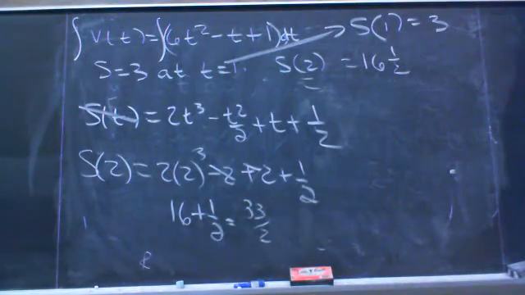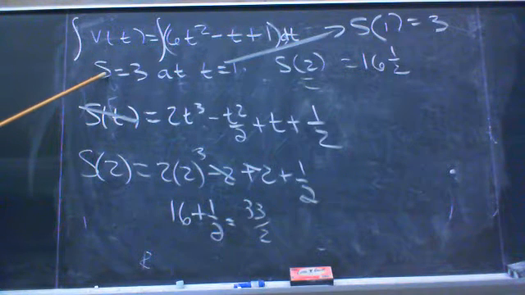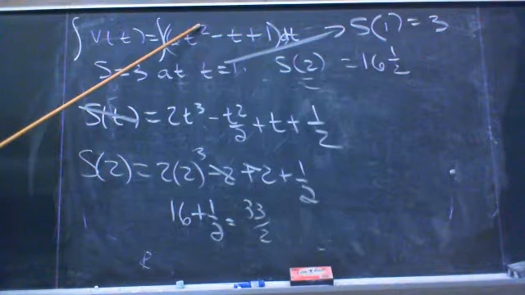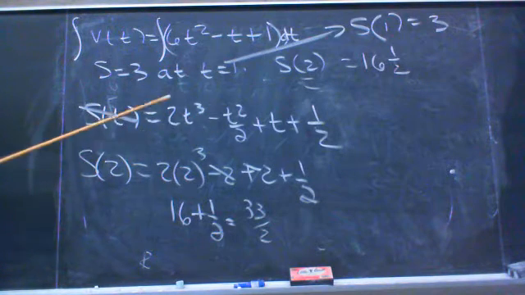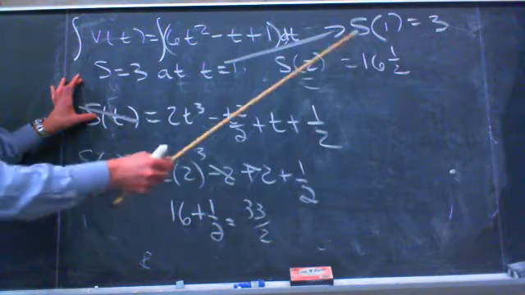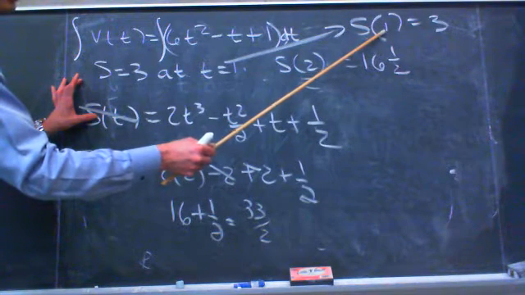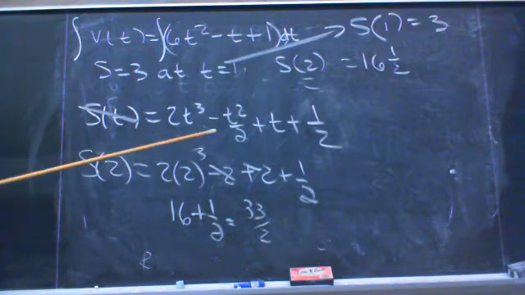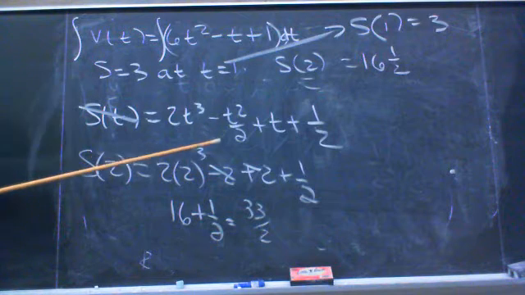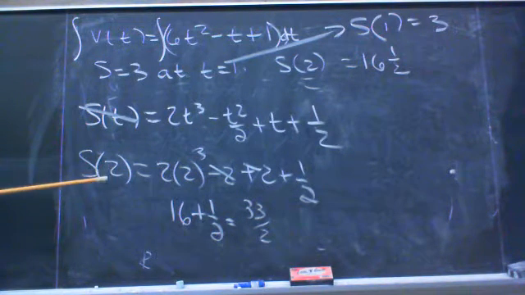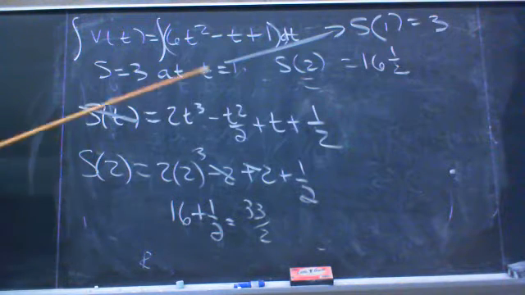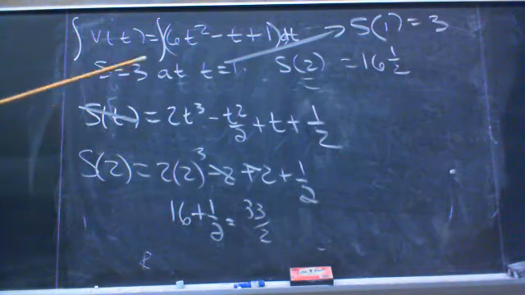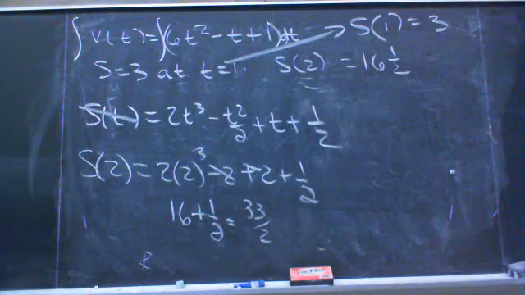or 33 over 2. But the point being is that we're now going backwards, and that the antiderivative of velocity is position. Increase the power by 1, divide by the new power. We've obtained the general position function, and then when you use the initial value where t is 1 and the position is 3, we can learn what c is, which gives us the particular position function, which means we can find the position of the particle at any time t by replacing t with that value. So at time t equals 2, we got 16 and a half.